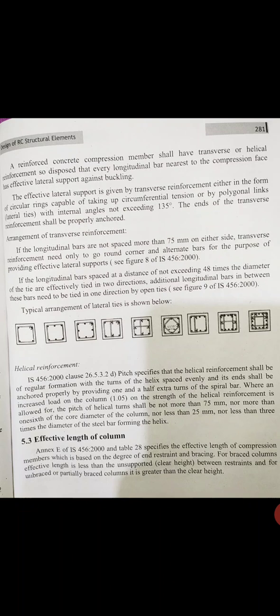Effective length of columns: Annex E of IS 456-2000 and Table 28 specify the effective length of a compression member, which is based on the degree of end restraint and bracing. For braced columns, the effective length is less than the unsupported clear height between the restraints, and for unbraced or partially braced columns it is greater than the clear height.